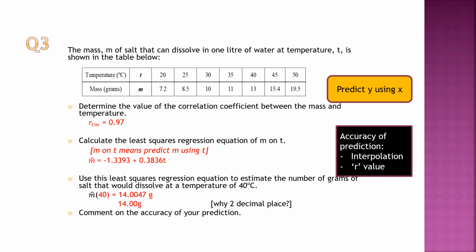Temperature, right? They ask you to predict 40 degrees. Temperature is your X. Is 40 within the range? The smallest value is 20. The biggest value is 50. Is 40 within the range? Yes, 40 is within the range. Therefore, this is an interpolation.